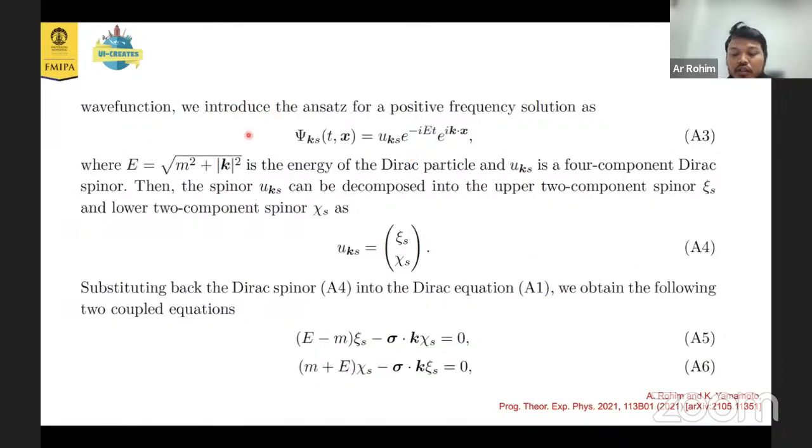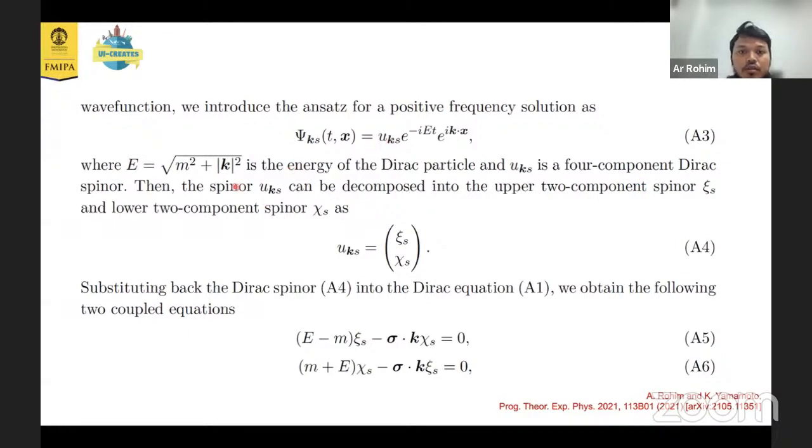Okay, and then to solve these equations, we introduce the ansatz for positive energy solutions, given in equation A3, psi equals u times exponential of minus i E t, multiplied by exponential of i k dot x. So here the dot means that if we have 3 spatial components, it means i k1 x1 plus i k2 x2 plus i k3 x3, where E here is the energy, which is given by this, and u here is a 4 component Dirac spinor. So the solutions will be proportional to a 4 component Dirac spinor.